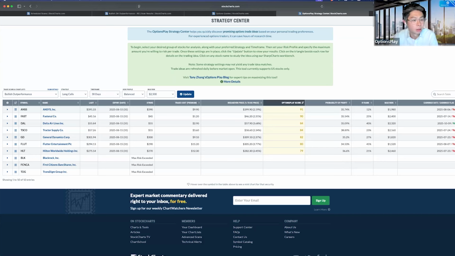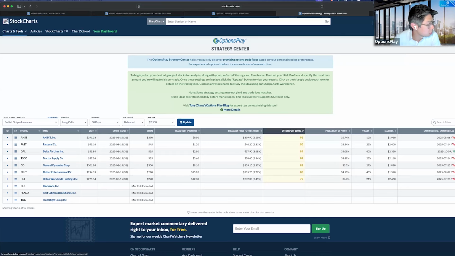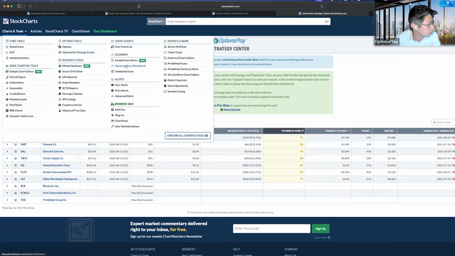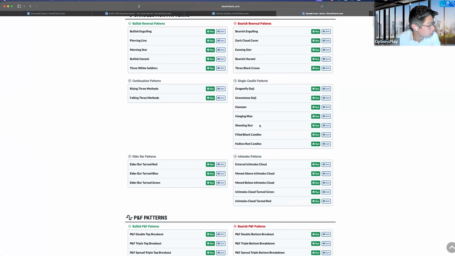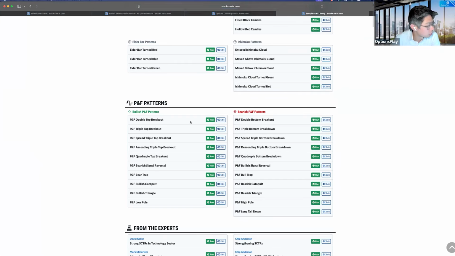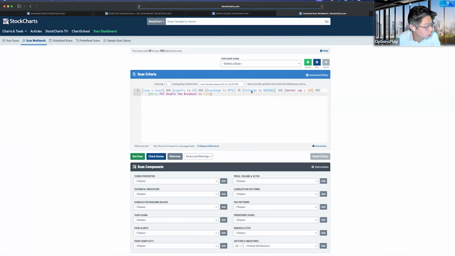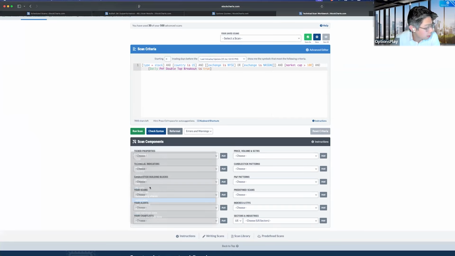Is it possible to create a point and figure chart scan within Strategy Center? Yeah. So if you go to your advanced scan workbench, you go to the sample scan library, there are these point and figure patterns that you can build. So double top breakout's a pretty popular one, right? You can see here's how you build a point and figure double top breakout. You can add other filters to it. So for example, I look at things that are optionable, and you can just tick our properties. You go to optionable, you click on add, and you can add all of these different filters that you want, right?